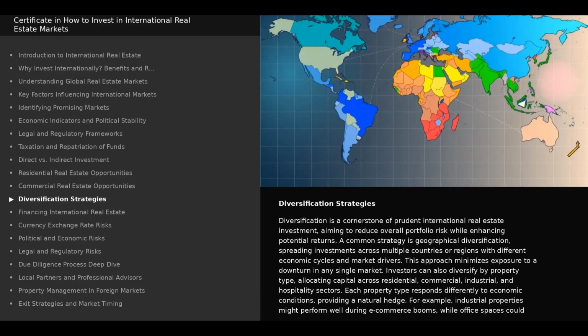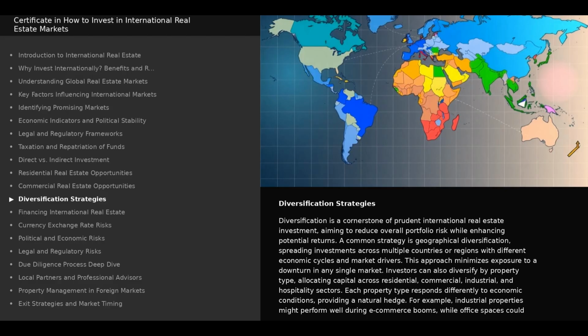Diversification strategies. Diversification is a cornerstone of prudent international real estate investment, aiming to reduce overall portfolio risk while enhancing potential returns. A common strategy is geographical diversification, spreading investments across multiple countries or regions with different economic cycles and market drivers. This approach minimizes exposure to a downturn in any single market.